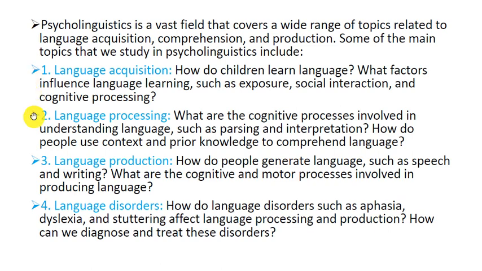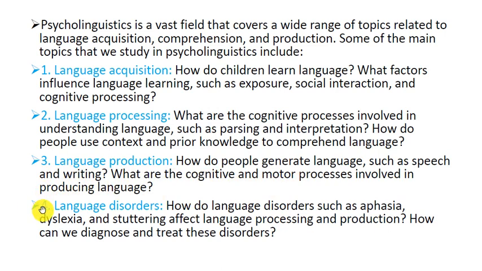Number second is language processing. What are the cognitive processes involved in understanding language, such as parsing and interpretation? How do people use context and prior knowledge to comprehend language? Number third is language production. How do people generate language, such as speech and writing? What are the cognitive and motor processes involved in producing language?